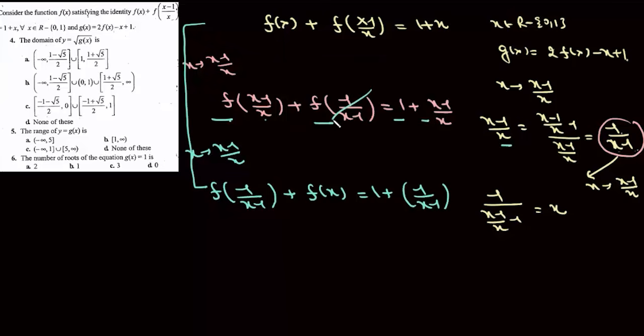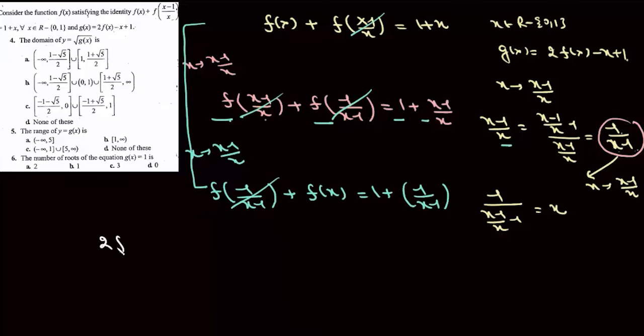So here, f(1/(x-1)) will cancel. f(x) plus 1/x will cancel. So we'll get this as 2f(x), 1 and 1 will also cancel. We'll get this as 1 plus x minus (x-1)/x minus 1/(x-1). So that's your function f(x).